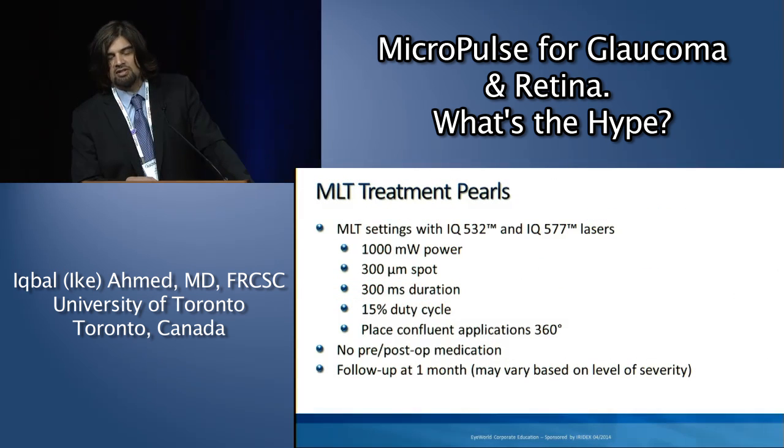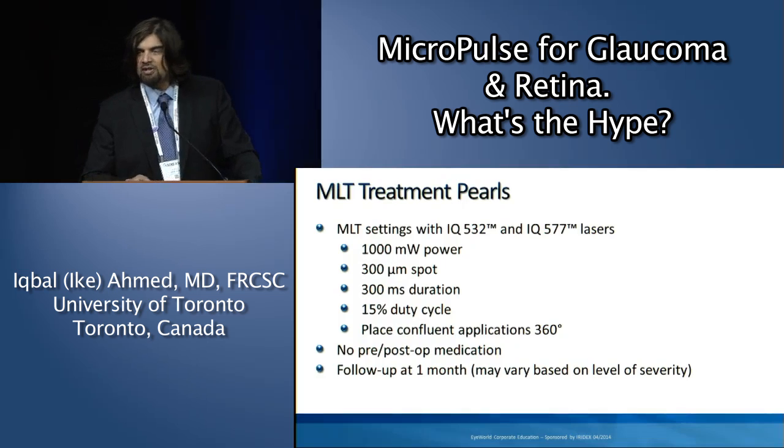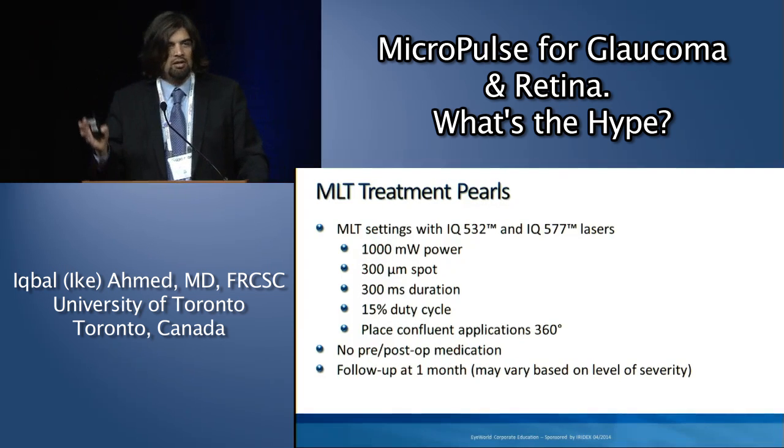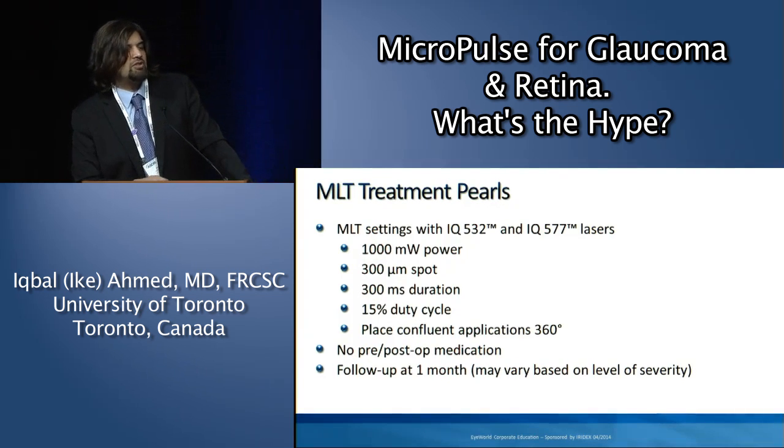So these are the MLT settings that we typically use, and again, some have used 577, most of us are using the 532. 1,000 milliwatts, 300 spot size, 300 millisecond duration, 15% duty cycle as we showed here. We basically place confluent applications, 360 degrees, and again, really no need for any pre and post-op medications in our experience at this point in time.